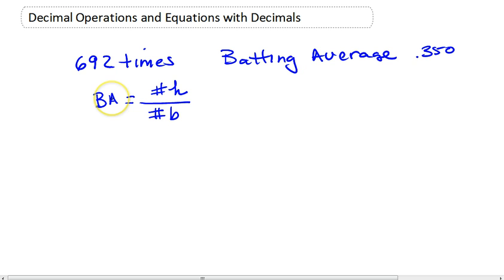Well, we know his batting average was 0.350 thousandths. We don't know his number of hits, so we're going to use the variable h for that. And we know that he was up to bat 692 times.